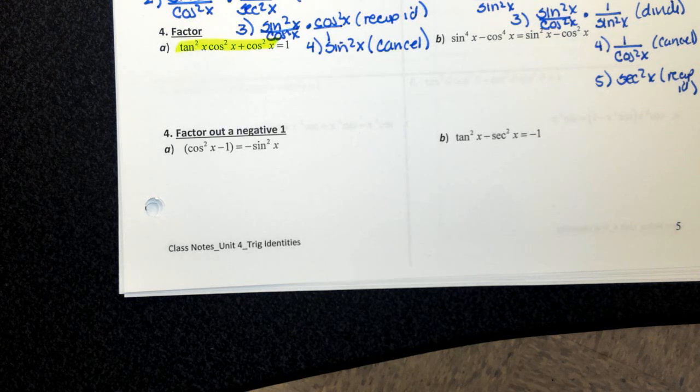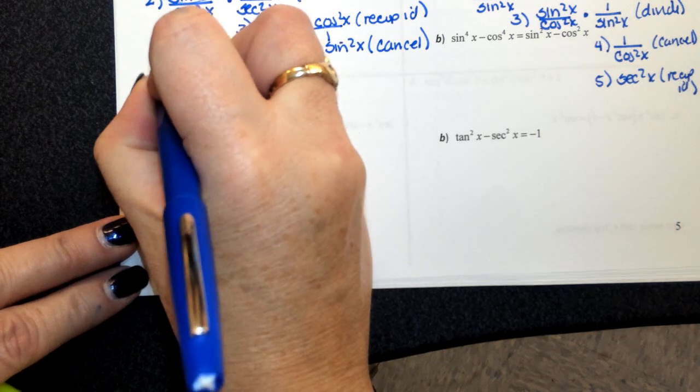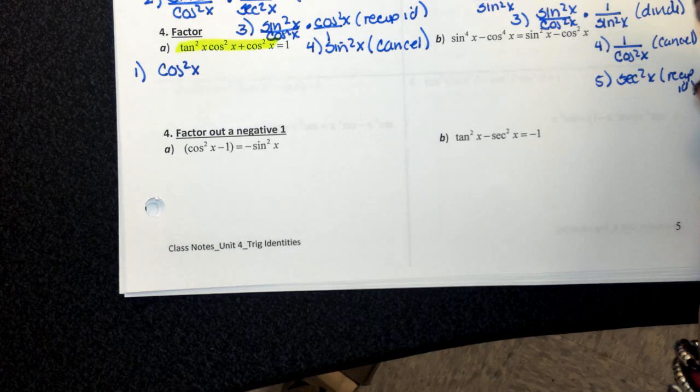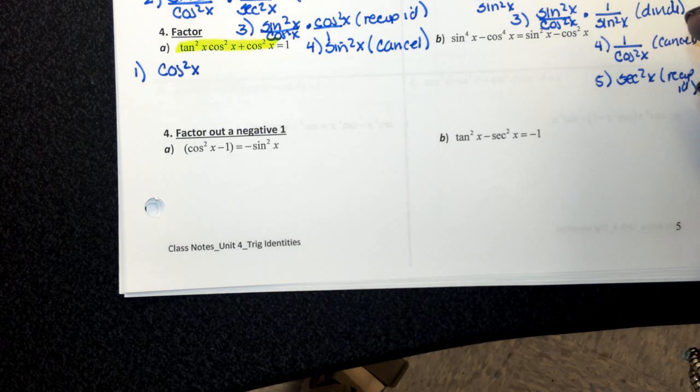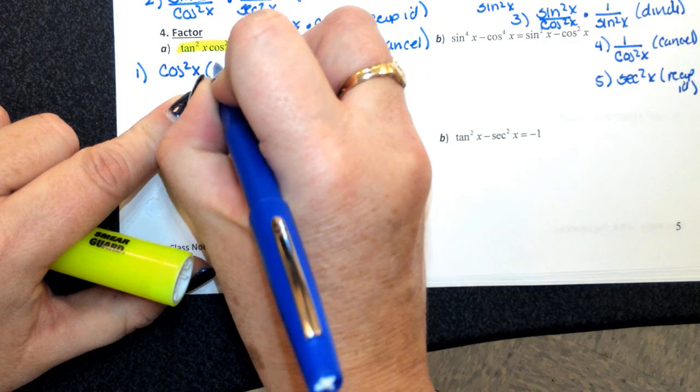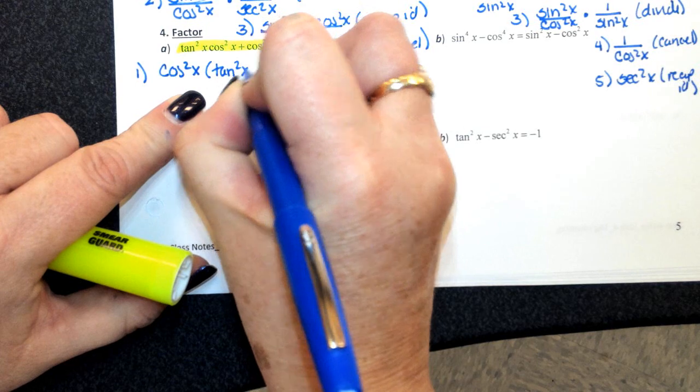Look at this on the left-hand side. Is there a GCF or a common factor you can factor out? You can factor out a what? Cosine squared. Now you see why, guys, I made sure we went over factoring and you got comfortable seeing those trig functions. So I can factor out a cosine squared, and that's going to leave me with a tangent squared x plus 1.